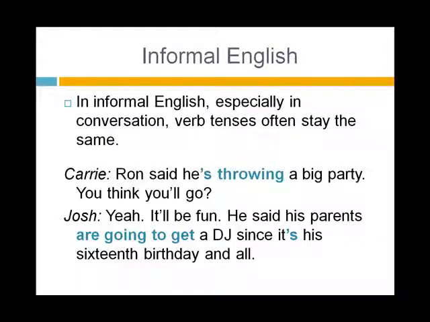The last guideline I'll provide is about a common practice in informal English. In informal English, especially in conversation, verb tenses often stay the same in reported speech.